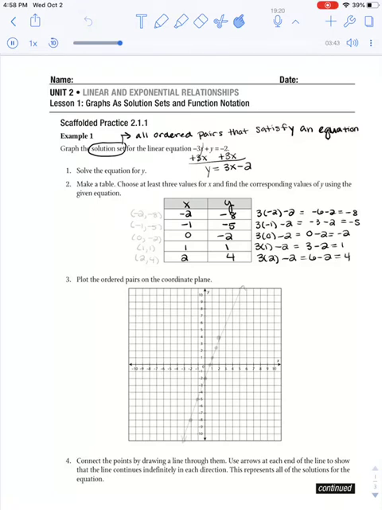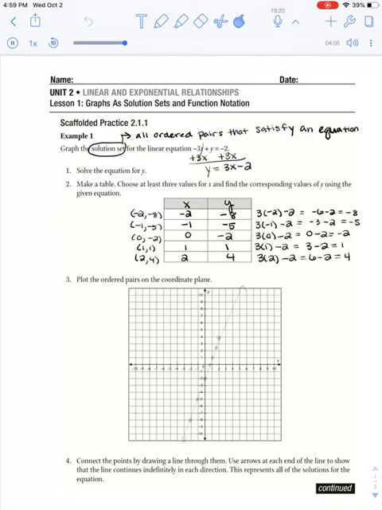So we have 5 sets of ordered pairs. When you plugged in negative 2, you got out negative 8. When you plugged in negative 1, you got out negative 5. 0 as an input gave us negative 2 as an output. Plugged in positive 1, we get out positive 1, and 2, we get out 4.